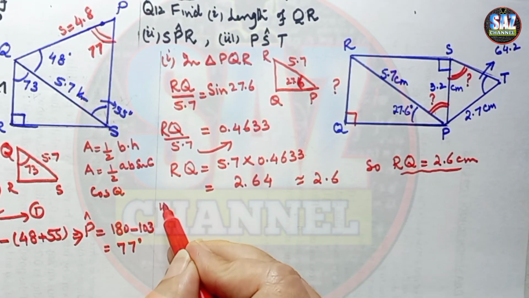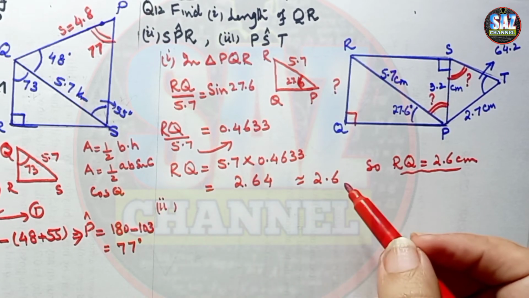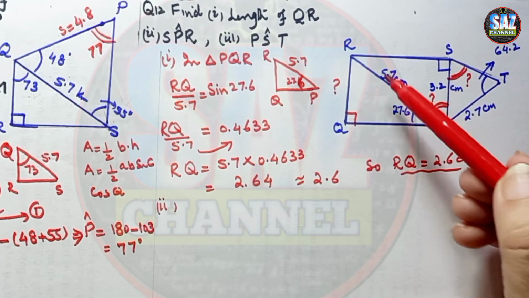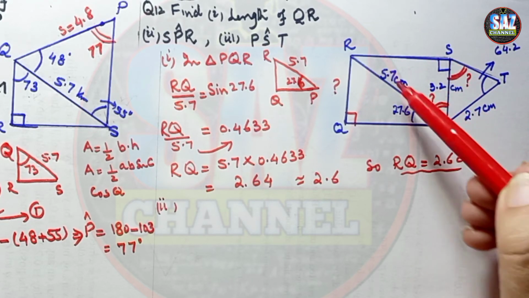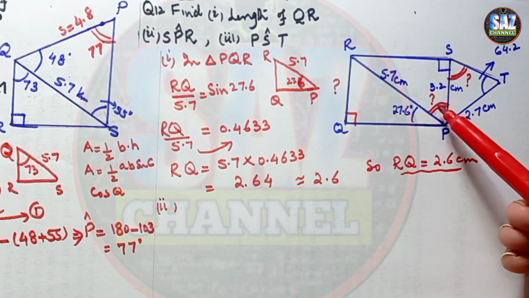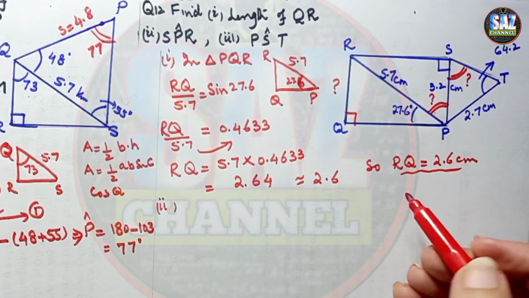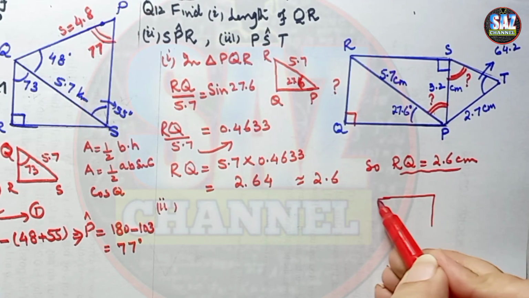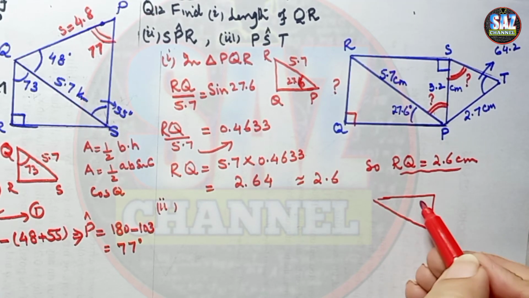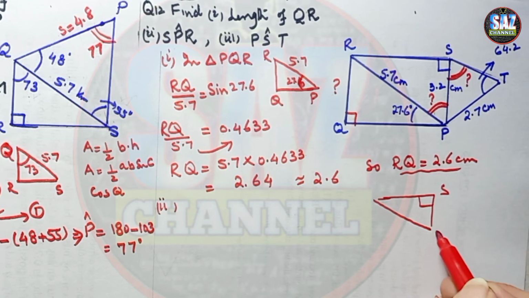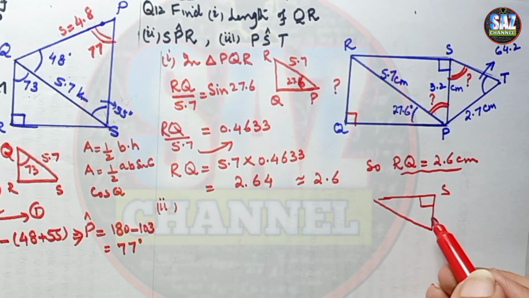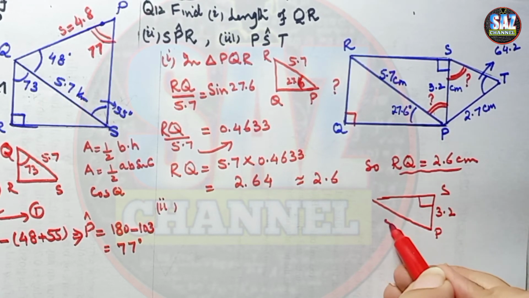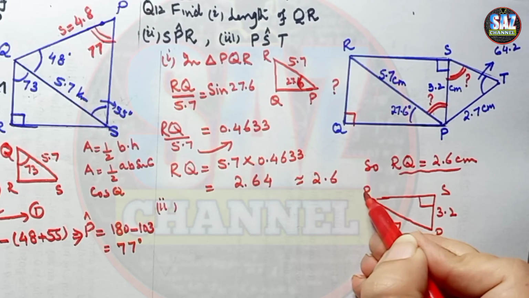And the second part is that we have to find angle SPR. So again, if we look at the part of the diagram where angle P is, that is in the right angle triangle. So first let me draw the small triangle here so that students can understand it easily. Okay, this is vertex S, this is P, and this is 3.2 centimeters given, and this is 5.7, and this is vertex R.